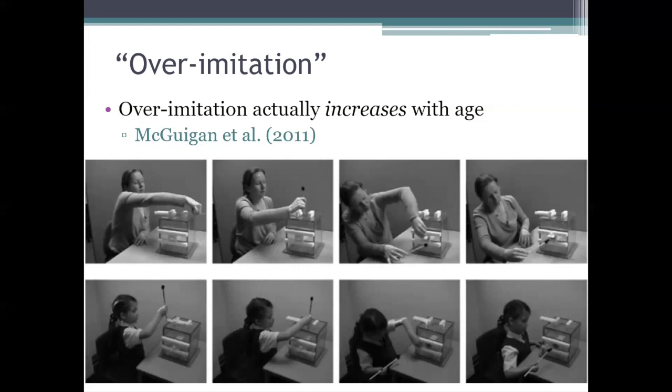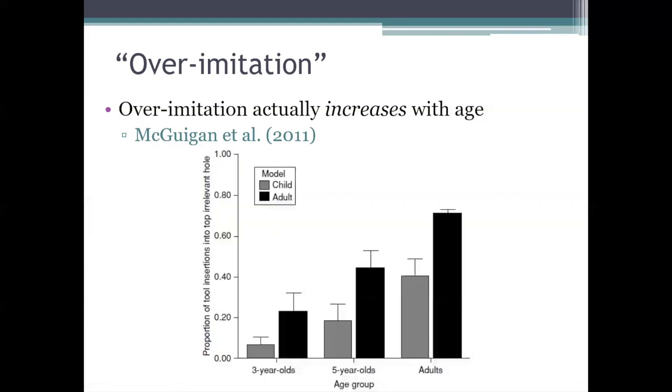And again, that demonstration included several irrelevant actions, like removing this bolt and jamming the wand through this hole in the top of the box. Now, some of the participants were 3 and 5-year-old children, others were adults, and some of the participants saw a child demonstrating how to get the sticker, whereas for others, the model was an adult. But the important result was that, as you can see in this graph, regardless of who the model was, the adult observers were significantly more likely to over imitate the unnecessary actions than either of the younger groups were.